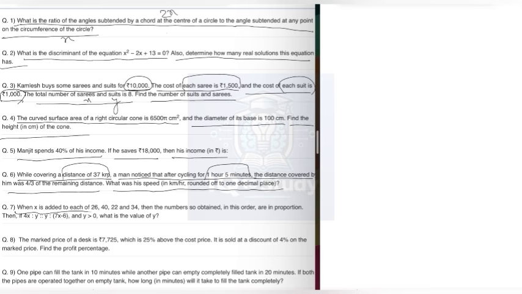When x is added to each of 26, 40, 22 and 34, then the numbers so obtained in this order are in proportion. Then if 4x is to y is equal to y is to 7x minus 6 and y greater than 0, what is the value of y?